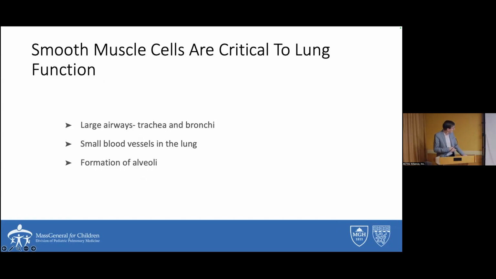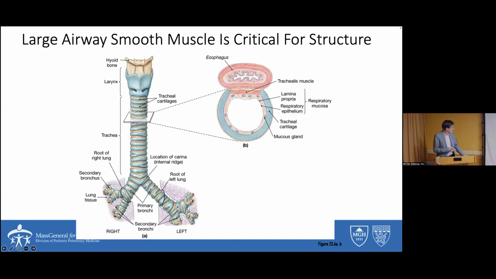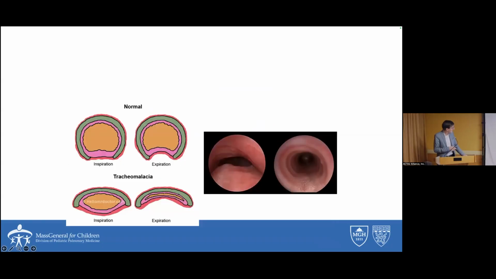So what do smooth muscles do? They do large airways, blood vessels through the lungs, and the formation of the alveoli. That's more key than you think. Let's do the large airways first. This is the trachea. It's literally a horseshoe with smooth muscle here and here. Now, what happens with these?